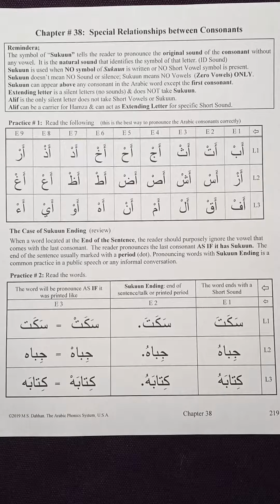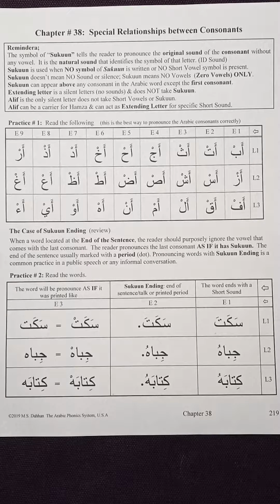The symbol of sukoon tells the reader to pronounce the original sound of the consonant without any vowels. It's basically the natural sound that identifies the symbol of that letter. Let's call it the ID sound, right? Sukoon is used when no symbol of sukoon or short vowel is written. If you don't see the symbol or there is no short vowel, use sukoon automatically.